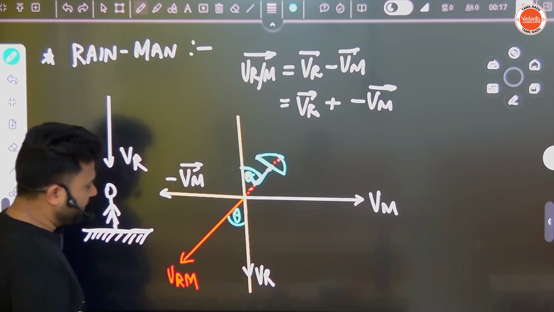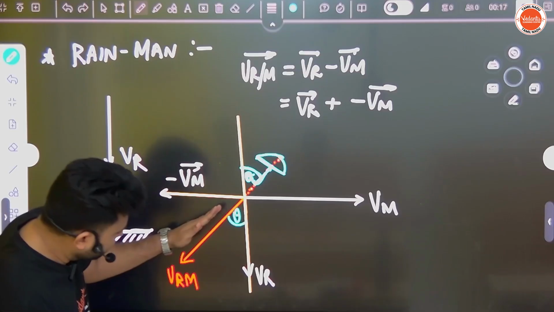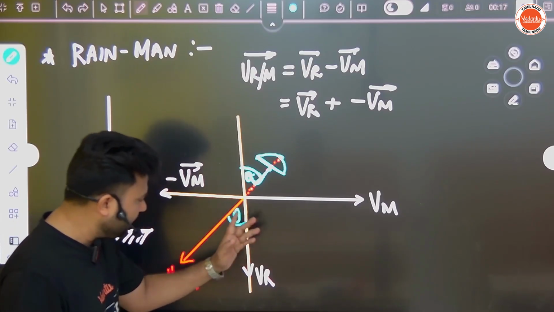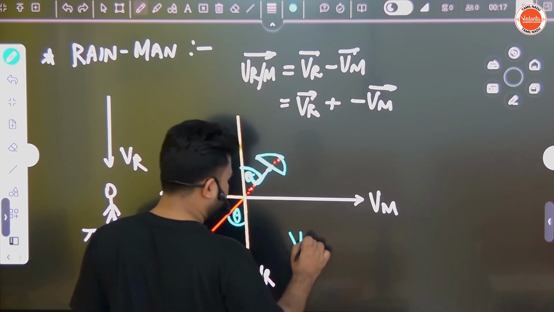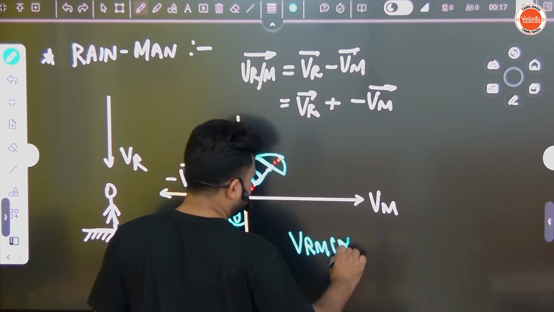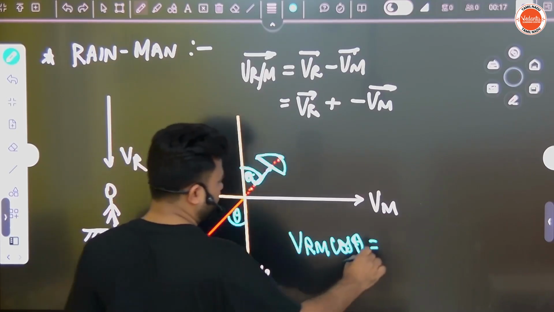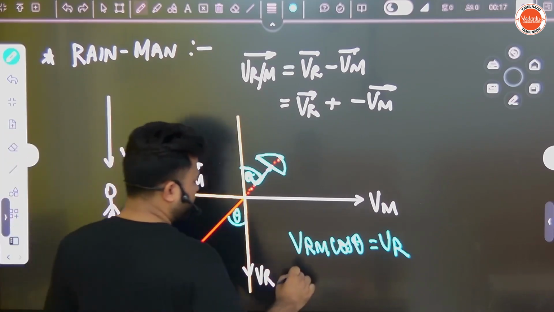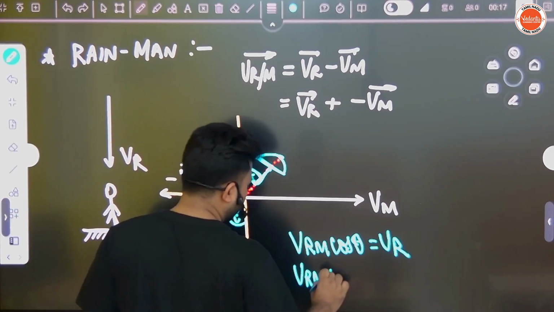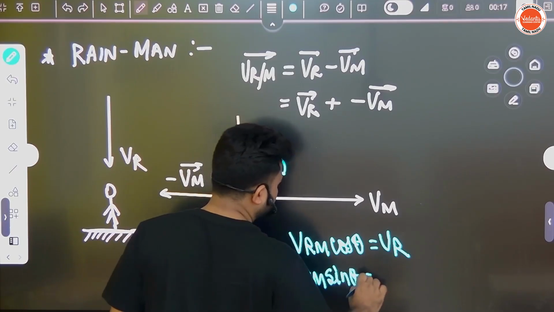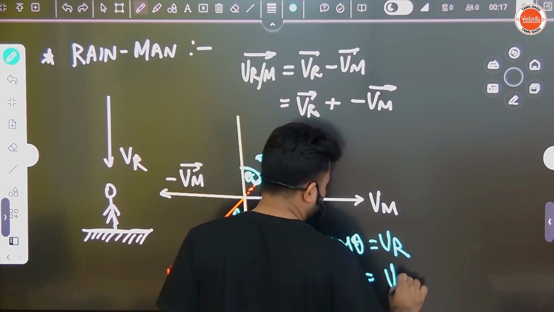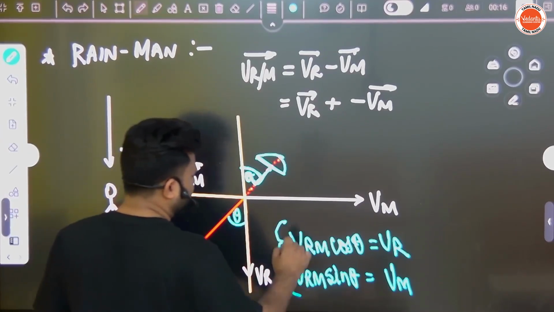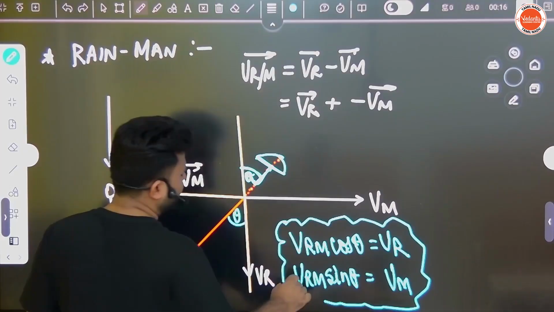So what equation can we write? This is VRM, rotate this vector towards theta, you will get cos component, means VRM cos theta. VRM cos theta is equal to VR. And VRM sin theta equals minus VM. Magnitude if I am saying, so you can write VM. I am just talking about the values. So by solving this, you will get the answer. Whatever they ask, rain problem will be solved from here.